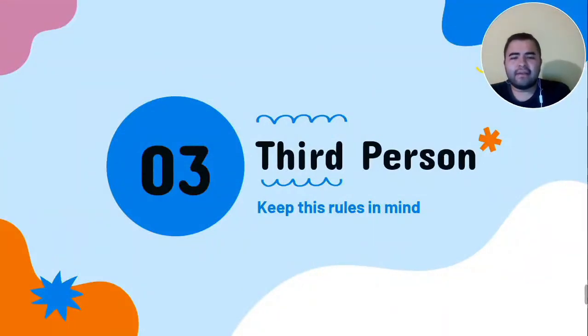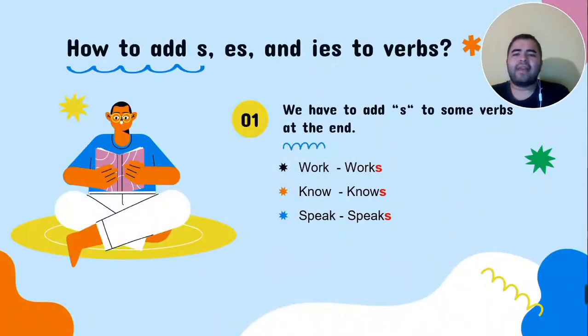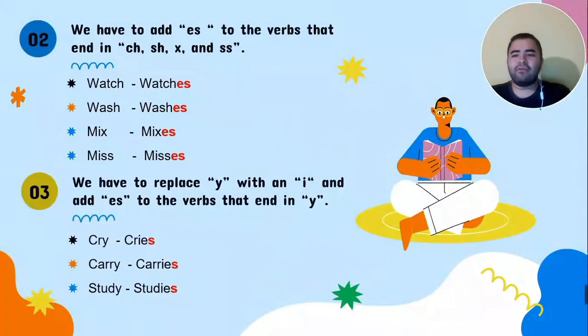Before we start making sentences, it's very important that we know the rules of verbs when we want to use third person: how to add s, es, and ies to verbs. The first rule says that we have to add s to some verbs at the end. For example, work, which is the base form. In third person, it would be works. Know, knows. Speak, speaks. The second rule says when a verb ends in ch, sh, x or s, we have to add es at the end of that verb. For example, watch, watches, wash, washes, mix, mixes, miss, misses.